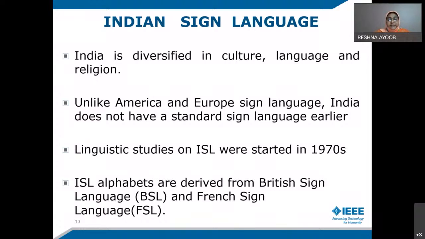So coming to Indian Sign Language, India is diversified in culture, language, and region. Unlike America and Europe, India did not have a standard sign language earlier, but one has been developed nowadays. The linguistic studies on ISL started in the 1970s, and most of the ISL alphabets are derived from British Sign Language and French Sign Language.